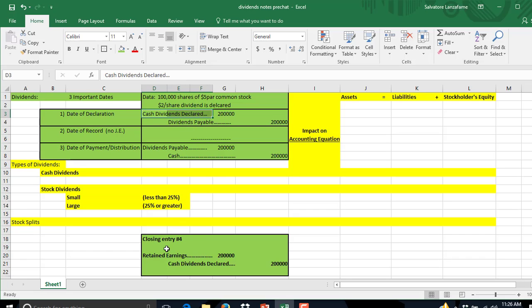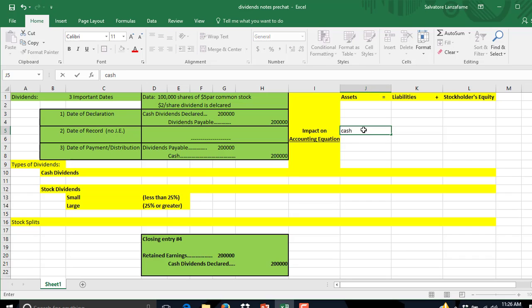If you do that, then you won't need to do closing entry number 4. But since I've done it, whether I took the shortcut or didn't, the bottom line is the dividends payable accounts have canceled each other out, and now the cash dividends declared have canceled themselves out. What do I have left? Cash and retained earnings.